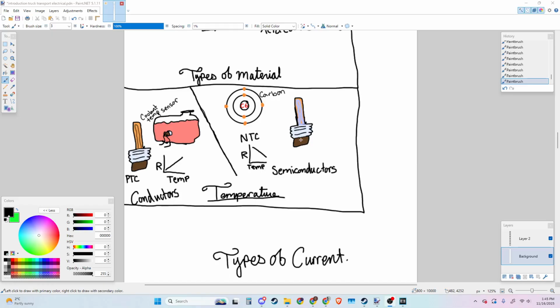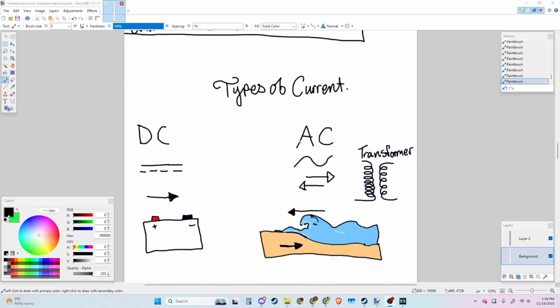Types of current. There are two types of current we'll see, DC and AC. DC stands for direct current, AC stands for alternating current. DC is something you'll see like in your battery. It only flows one way. It's like the water tower example. You have that large sum of water and gravity pushes it one direction.